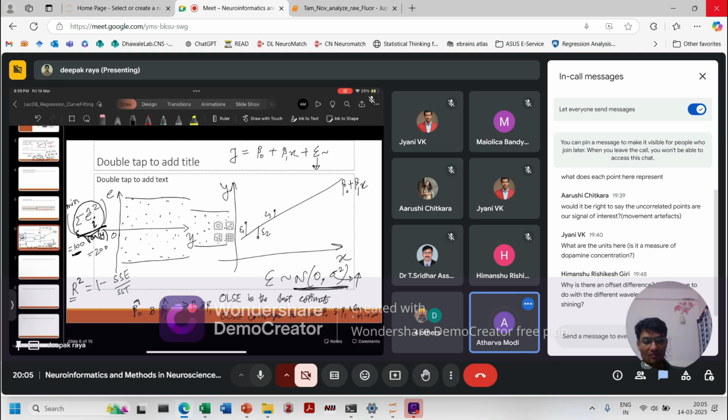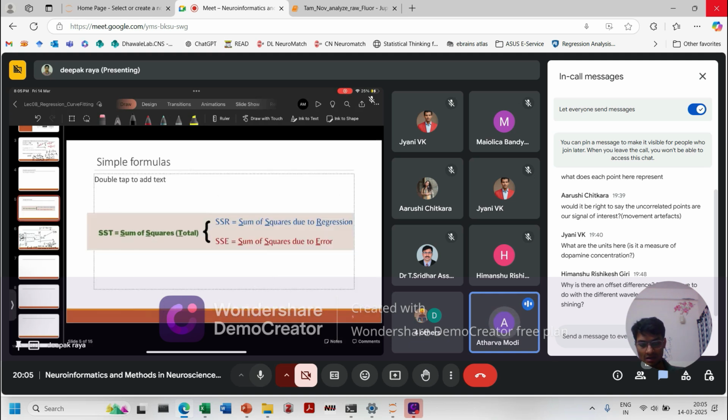So we want to estimate how good our model fit is. What we do is we take this SSE, basically the sum of e_i square, and we take SST, that is the sum of (y minus y bar) square. And we divide SSE by SST.